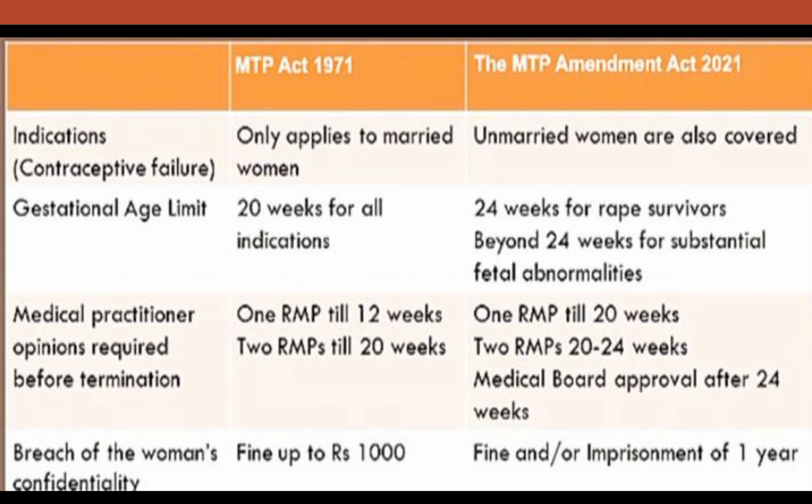So this is the important difference: the age limit, and also when the opinion of 2 medical practitioners was needed in 1971 and when the opinion of 2 doctors will be needed in the 2021 Act. So these two are important to note. And also the breach of women's confidentiality is important. In 1971, the fine was only up to 1,000. Whereas in 2021, the penalties are improved, a fine is charged, and also imprisonment of 1 year may be issued according to the crime.